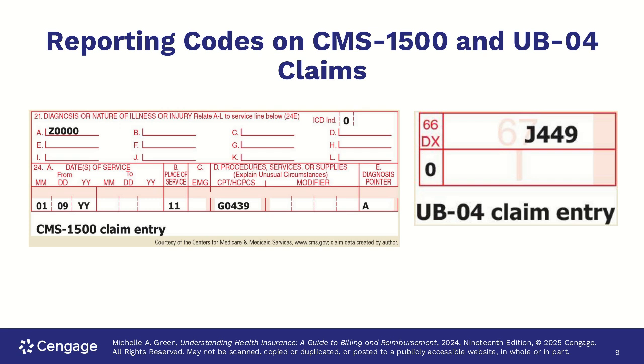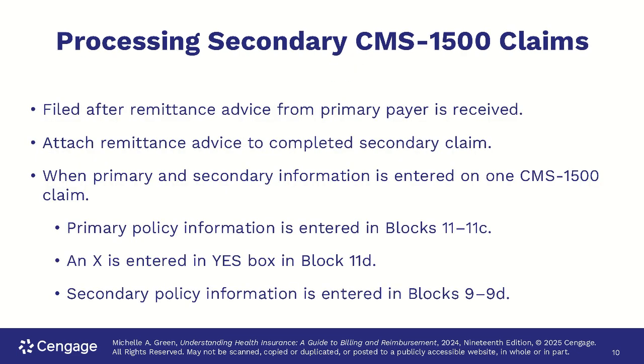Here you will see 2 little snippets of each claim form. The first one on the left is the 1500. Notice that the diagnosis codes are listed without any decimal points. Z00.00, that's that adult physical exam code, no abnormalities found. So that's what you see on that claim form. On the right, you see the UB-04 claim form, J44.9, which is unspecified COPD. Yeah, I think that's what it is.